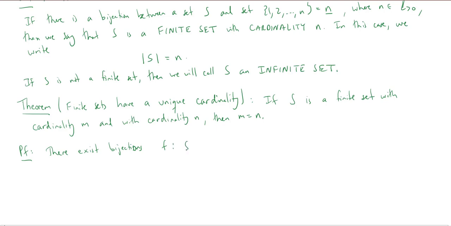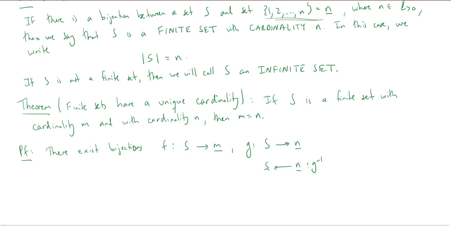So say F going from S to the set from 1 to M. You remember that was our notation up here. If I use a letter underlined, I mean the set containing the numbers 1 through that number. So here I have a bijection from S to M, and I also get a bijection, let's call it G, from S to N. Again, this means the set of numbers 1 through N. Okay, but by the theorem we had above, we know that bijections are invertible. So once I get this function G going from S to N, I also get a bijection going backward, from N to S.